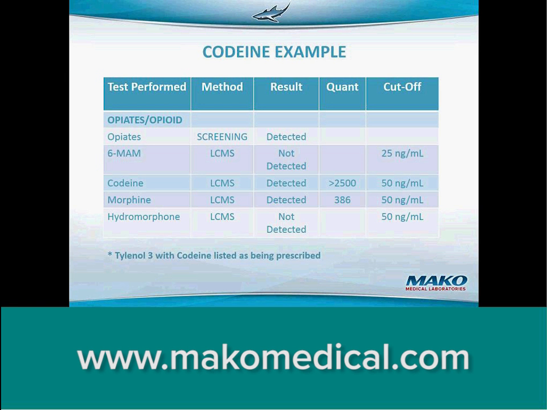Here's an example of a codeine patient report. Tylenol 3 with codeine was listed as being prescribed. Again, here we did the opiate screening test where it was detected. We did further definitive mass spec confirmation, and here you can see that we did detect codeine at greater than 2,500 and morphine at 386. So this would be a good example of where codeine was the source of morphine.